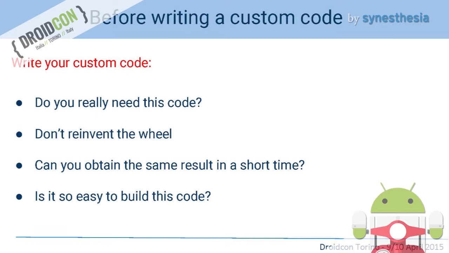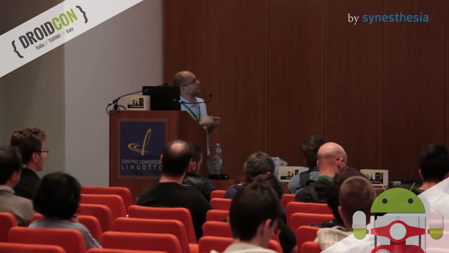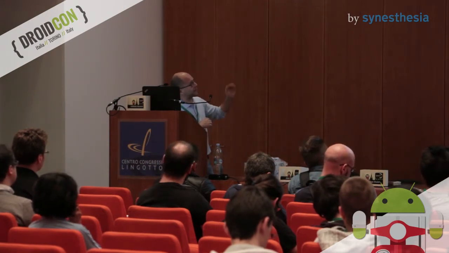Don't reinvent the wheel. It's simple. For example, if you need code that downloads an image, caches the image, and puts the image in an image view, please don't write custom code. There are a lot of very popular libraries that can do it in a very good way. Can you build custom code in a short time? Time means cost. Do you have the time to build code that has the same features that you can find inside the libraries, for example? Do you have the skill to build the code?